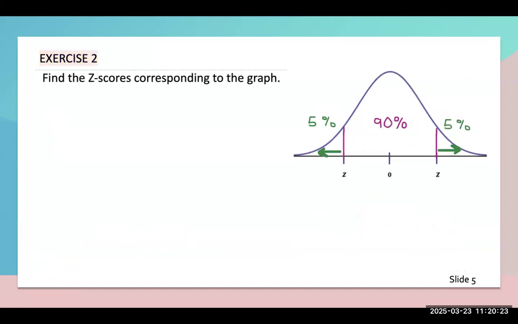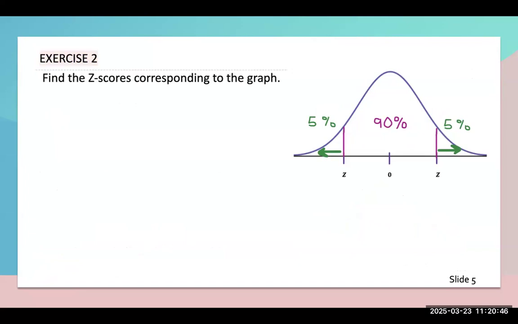Let's try another one. Let's find the z-scores corresponding to this graph. I want two z-scores. One of them's negative, one of them's positive, where 5% is to the left of the negative z-score, 5% is to the right of the positive z-score, and 90% of the data is in between. How do we do that?